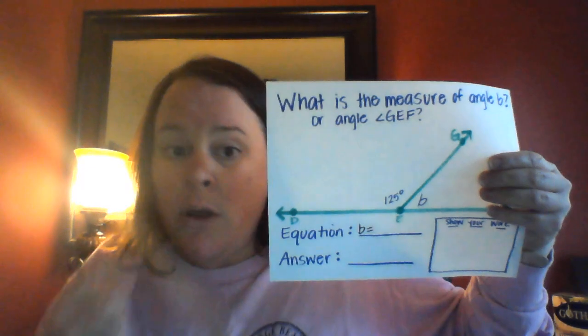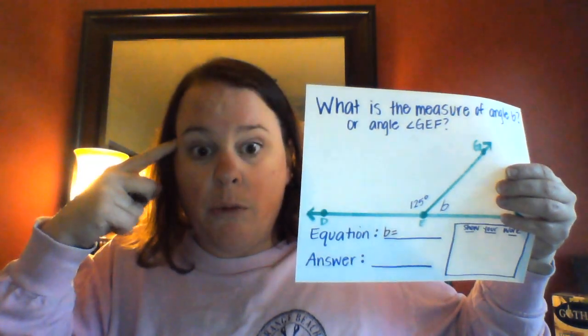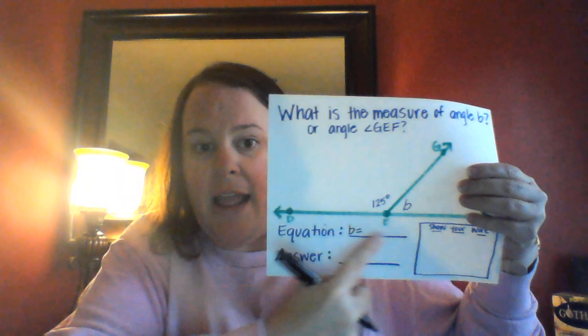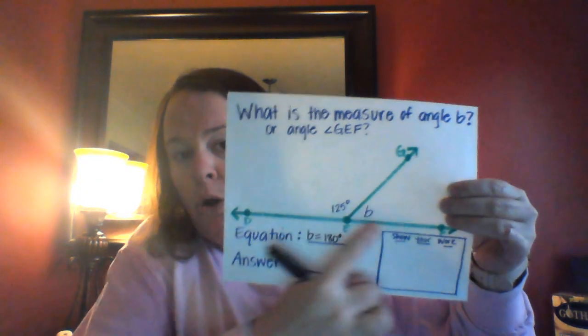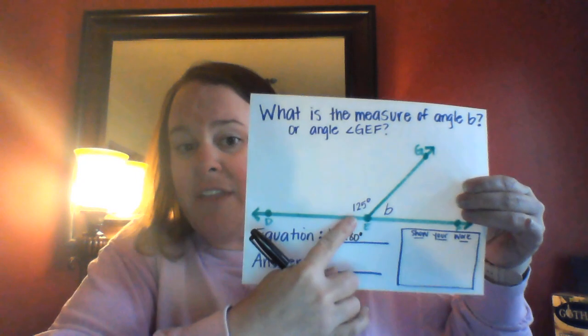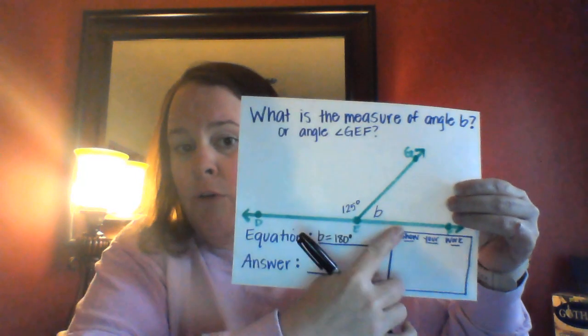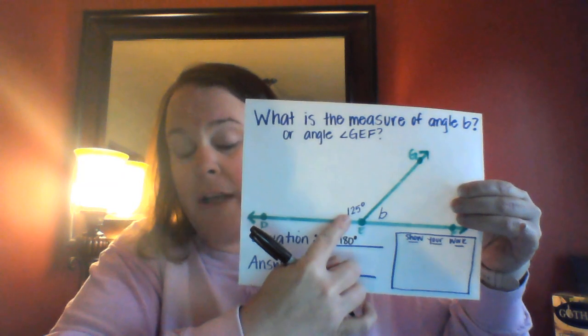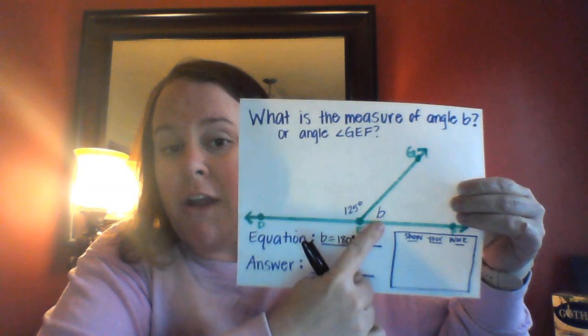So our equation is going to start with B equals. Well, what do we already know? We already know that this is a straight angle, and how much does a straight angle measure? That's right, 180 degrees. So that's the total measurement. But we have this measurement right here. If we take the total measurement and subtract this part out, because we already know that, we're going to figure out how much is left over. That's our equation.